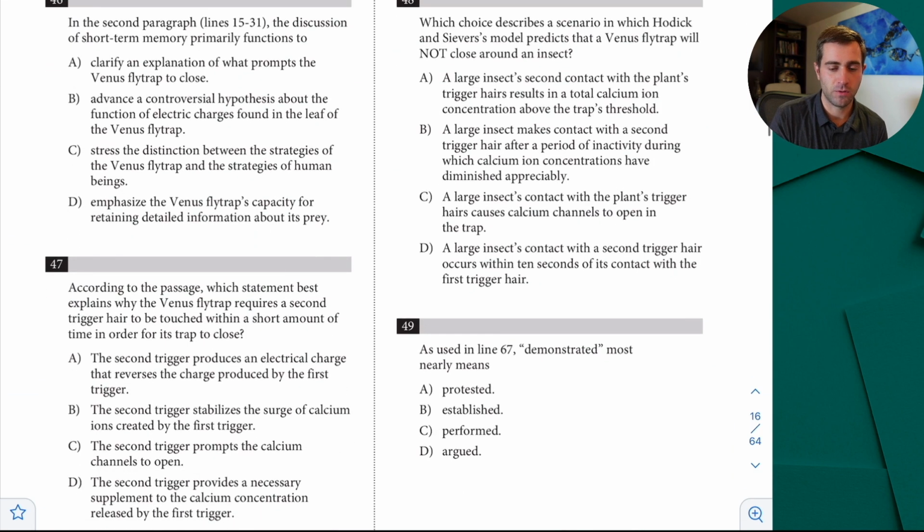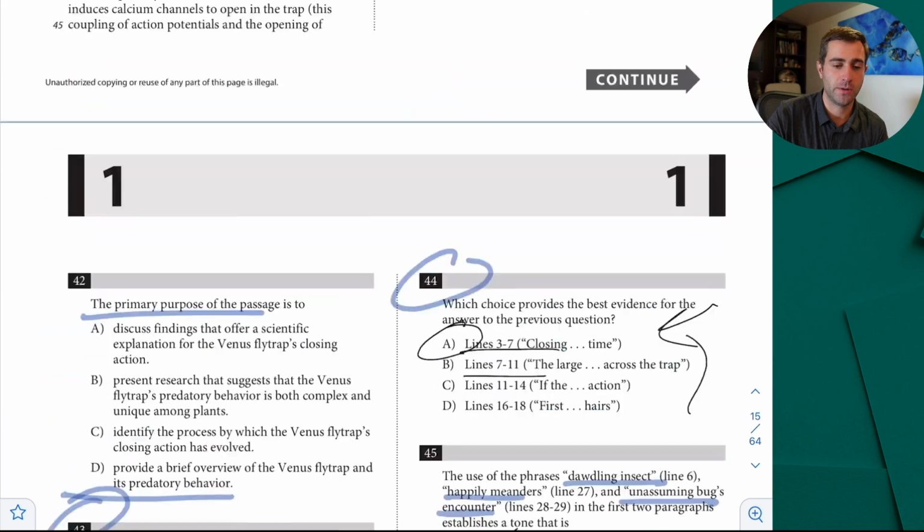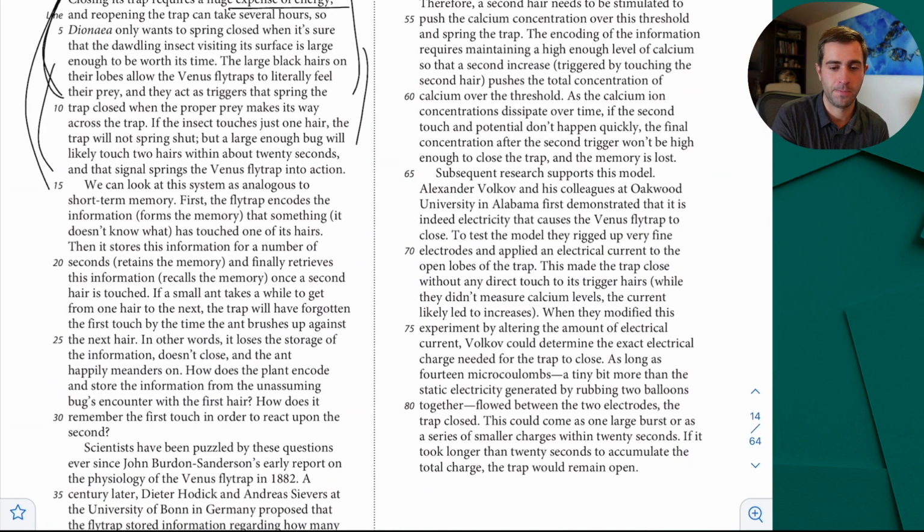Now we'll take a look at 46. In the second paragraph, the discussion of short-term memory primarily functions to blank. So let's read back through and look out for short-term memory. So we can look at this system. We were talking about the system of requiring multiple touches to close is analogous to short-term memory.